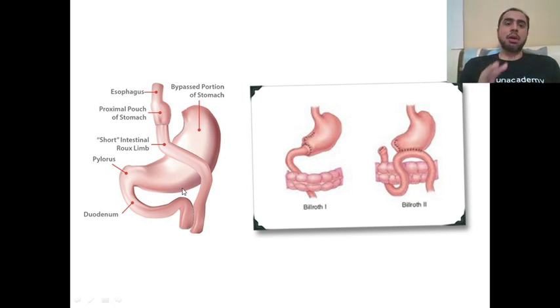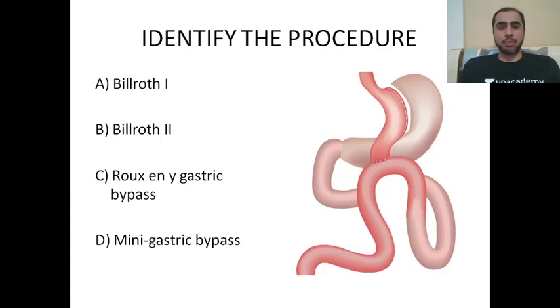Roux Y, remember, has two anastomoses. One is the gastrojejunostomy. So this is the small stomach, this is the jejunum, so this is gastrojejunostomy. And lower down is a jejunojejunostomy, which is why it looks like a Y. That's how the Y configuration happens. So this is a Roux Y gastrojejunostomy. This is a mini gastric bypass. It is a type of bariatric procedure.